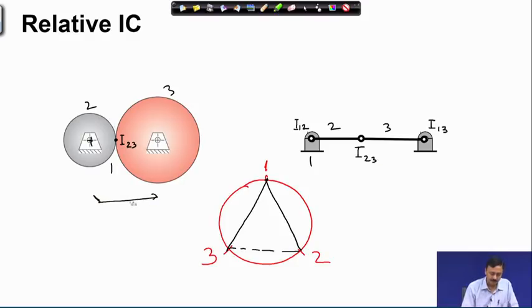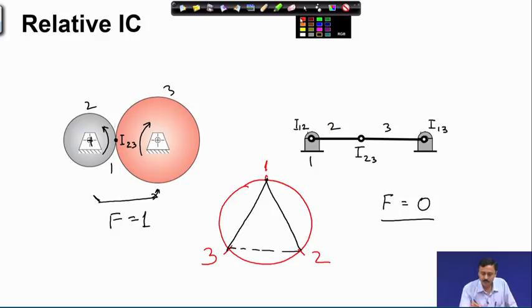But then you know this mechanism in which you have 2 friction disks, they can continuously roll. This has 1 degree of freedom, whereas the chain on the right is a structure with 0 degrees of freedom. The reason is very simple. The IC 23 on this gear always remains at this point when these 2 move, whereas when these 2 links, if you try to move, this I23 is going to shift out of this line, and once it shifts out of this line, the Aronhold-Kennedy theorem does not hold, but it must hold, therefore, this cannot move any further.